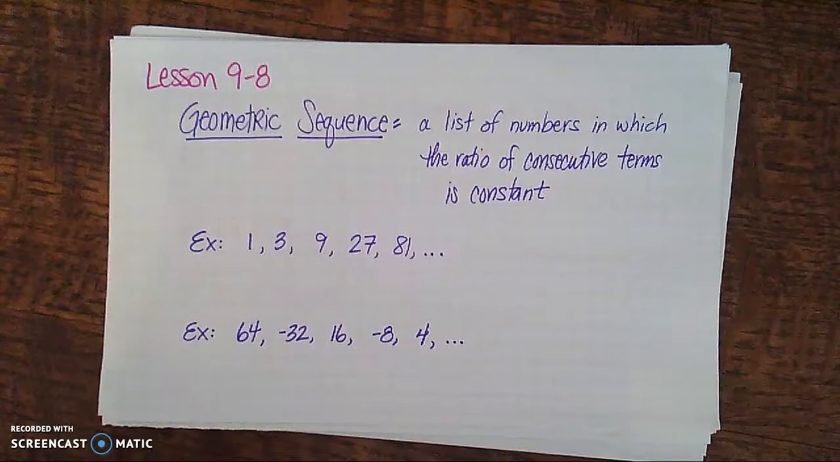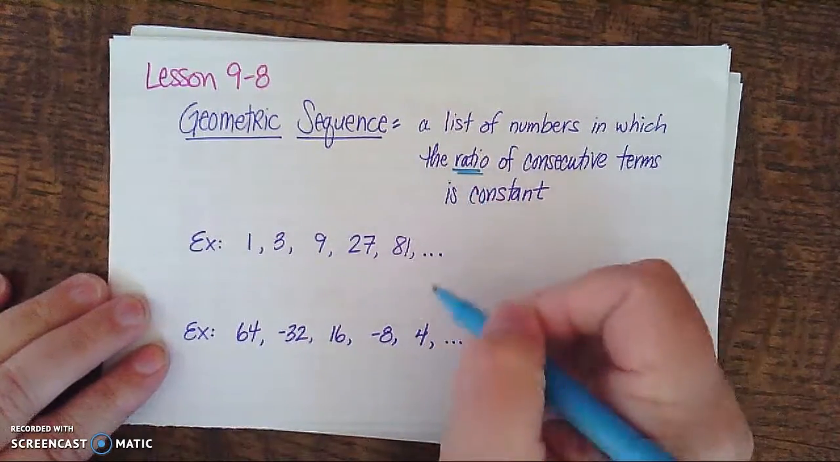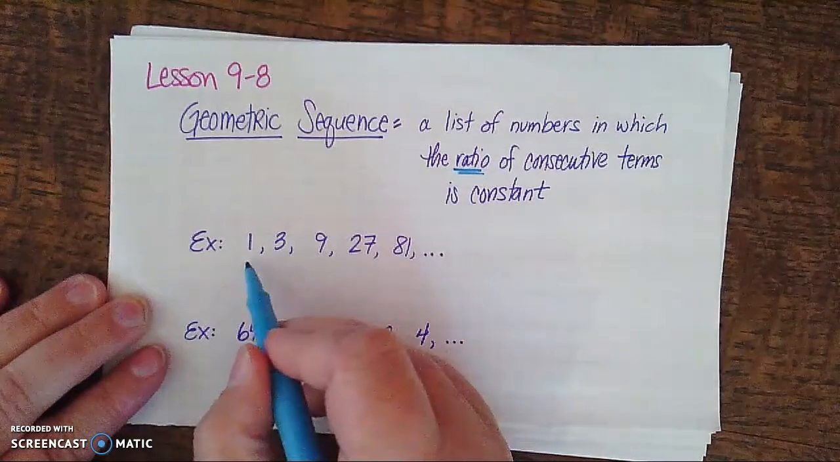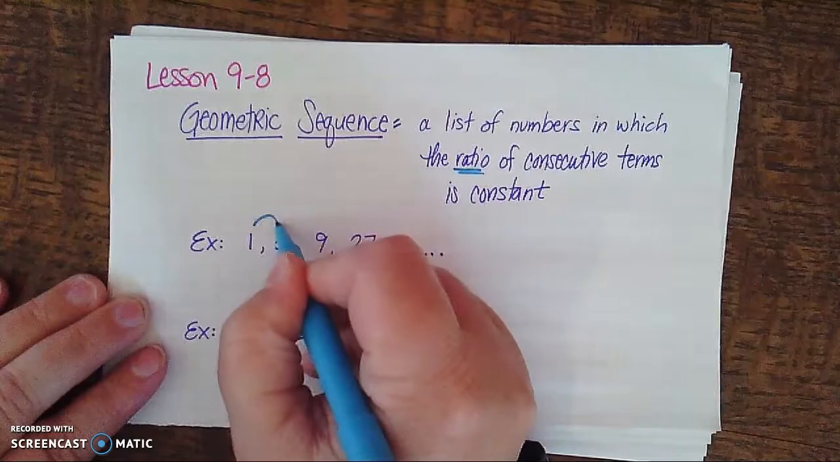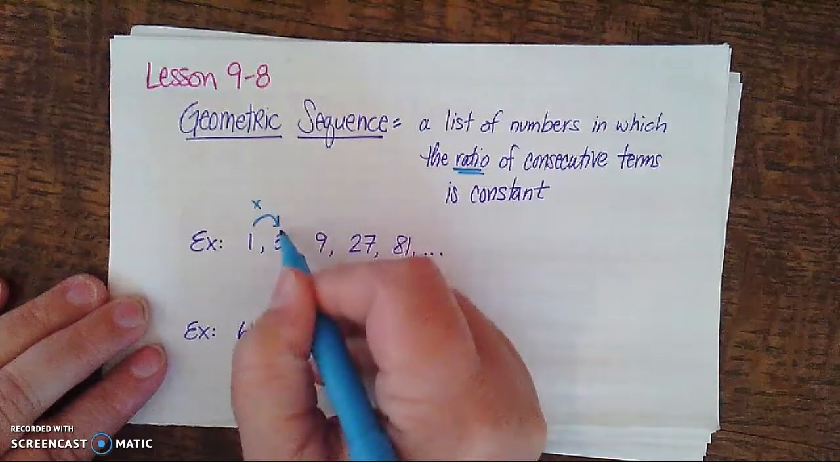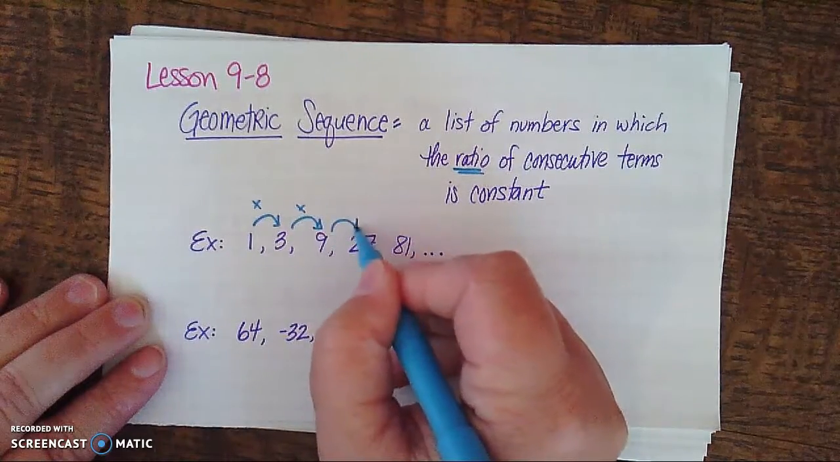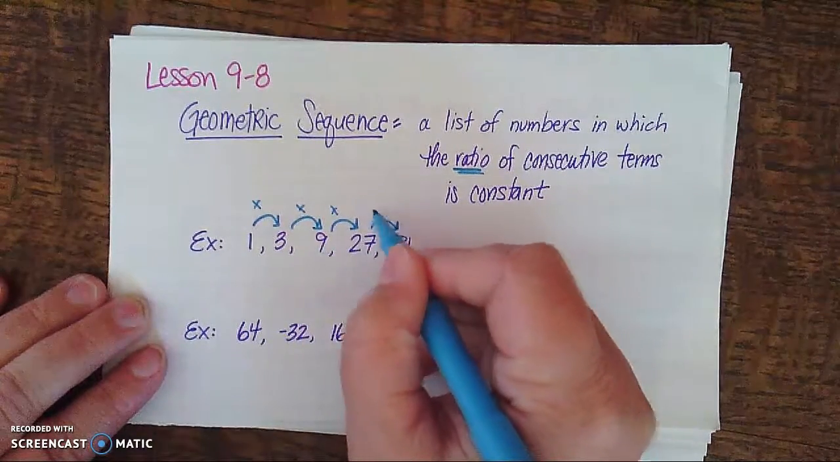A geometric sequence is a list of numbers in which the ratio of consecutive terms is constant. That means terms that are right next to each other, you're going to multiply by the same thing every time. We're multiplying by the same number every time.